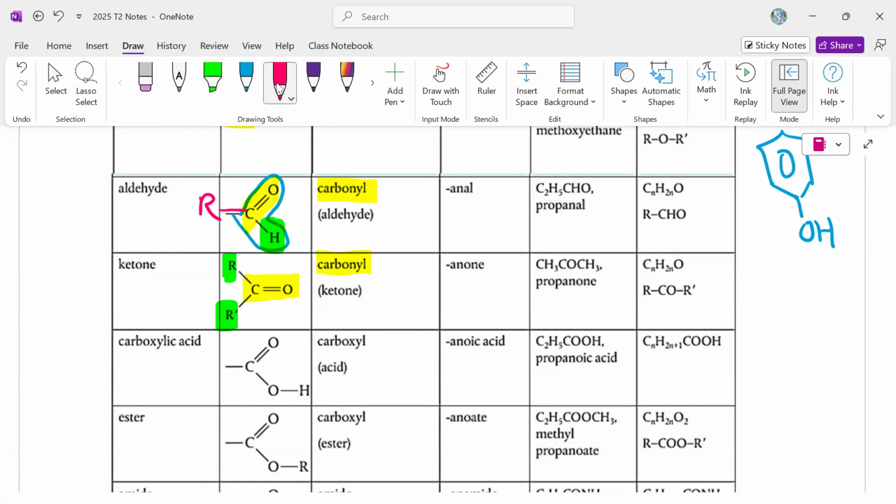Then it's an aldehyde. So usually I will just take COH as an aldehyde, and a ketone will be RCOR. Okay, that CO in the middle is called a carbonyl. C double bond O is a carbonyl, and that's the functional group.